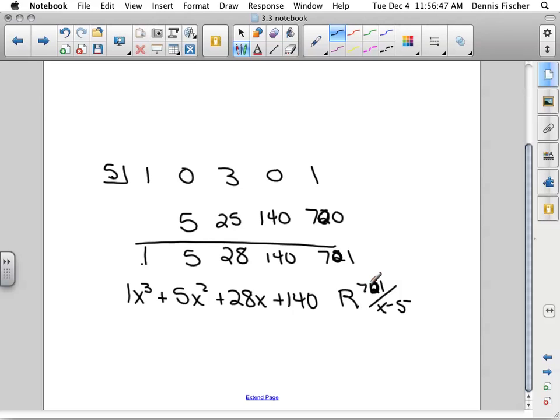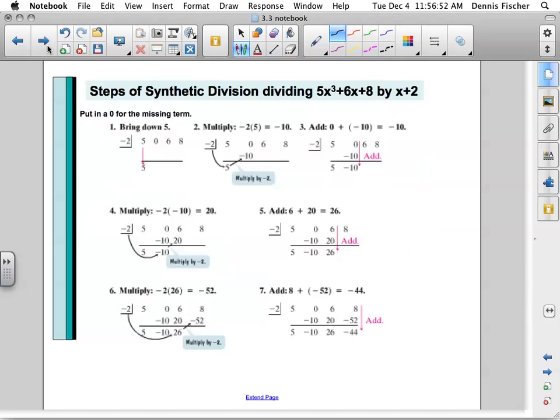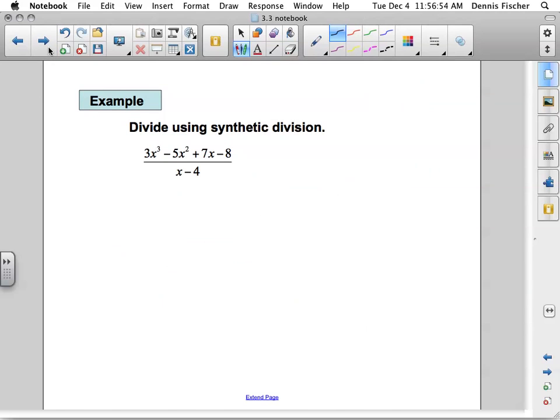So, let's try another one of these. Let's see what I have. Same thing. Everybody's pretty good. Do the easy one, whatever way you want to do it. Actually, do it both ways. Check if you get the same answer.